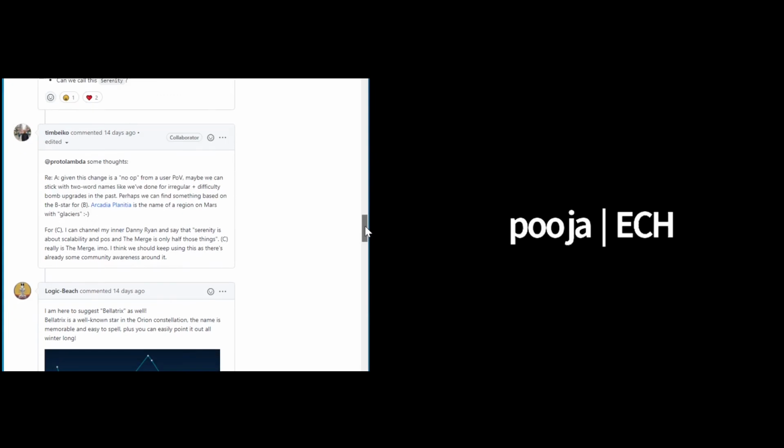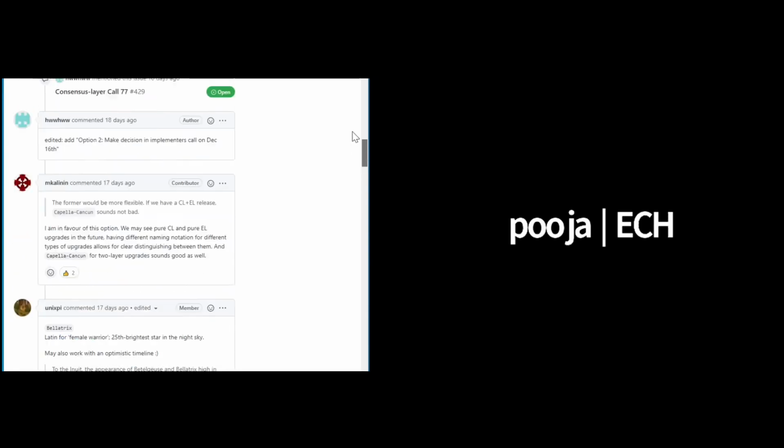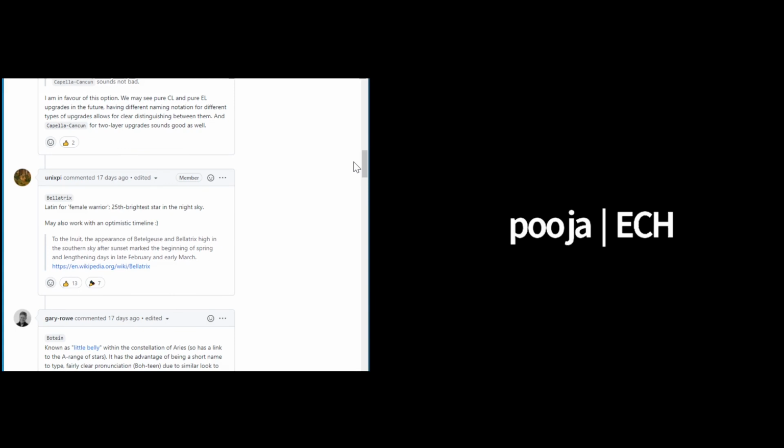So these two options feel the same to me at the moment. Well, based on the emojis, even if we keep on adding all sorts of emojis to the options here, I think Bellatrix, the female warrior and also the 25th biggest star in the night sky, seems to have the highest number of support in terms of both thumbs up and celebration. Yeah, agree, that's true.